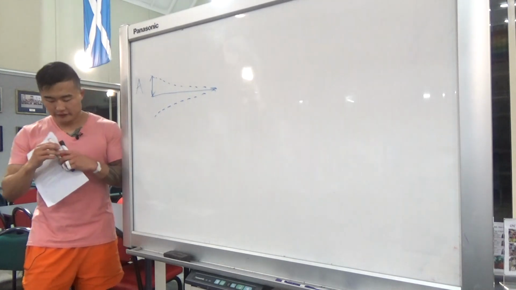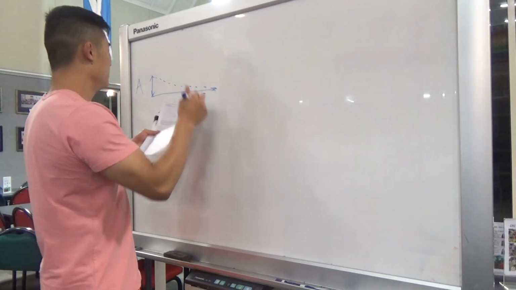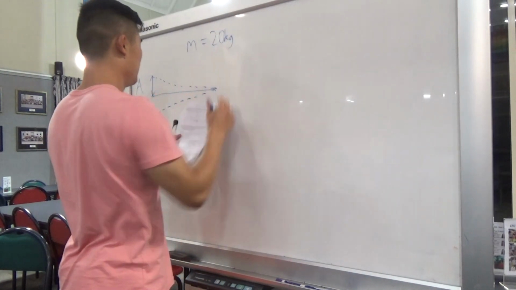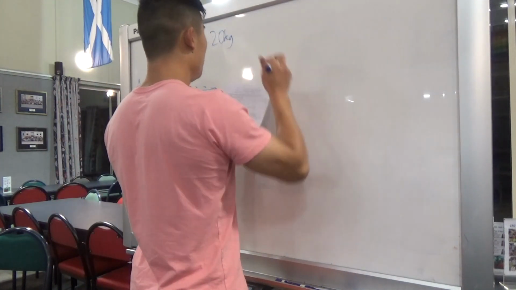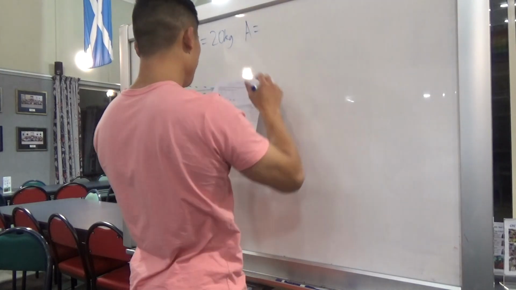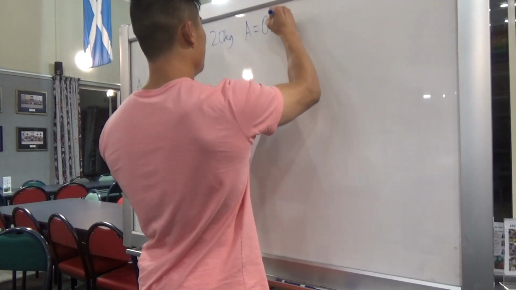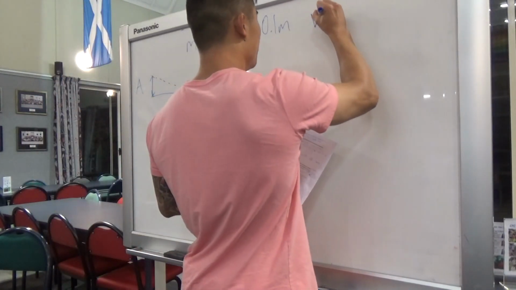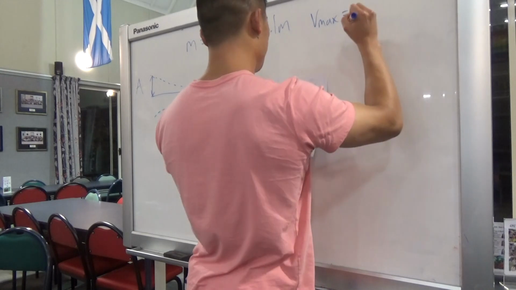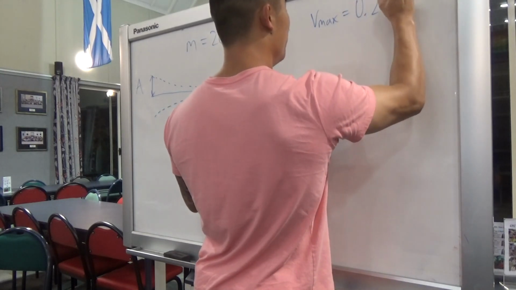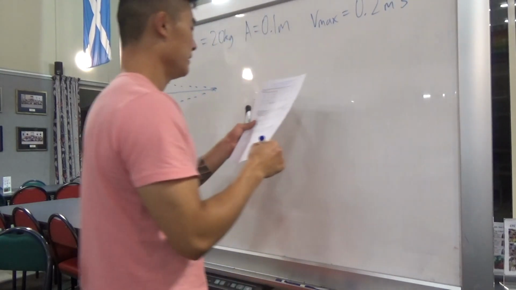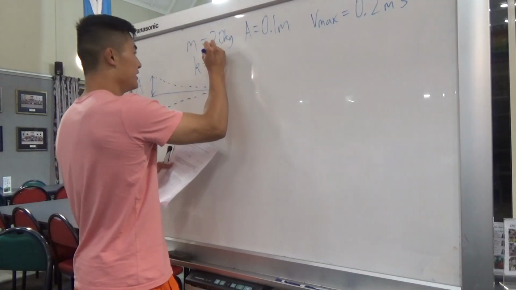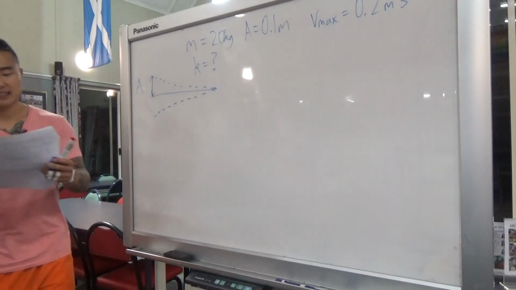So if we write down the variables that we've been given, we know that the mass of the monkey is equal to 20 kilograms. We know that the amplitude, capital A, is 0.1 meters. And the V max, or the maximum speed, is 0.2 meters per second. And we are looking for K. So K is question mark.